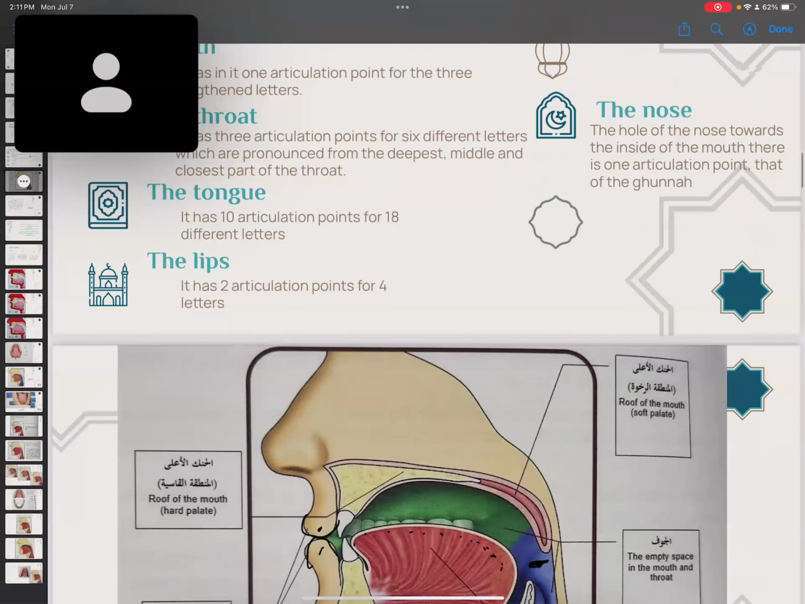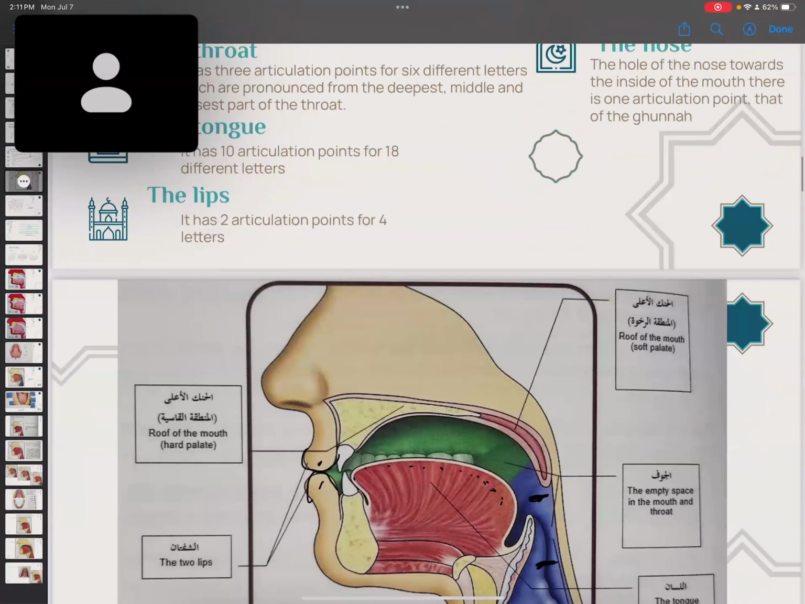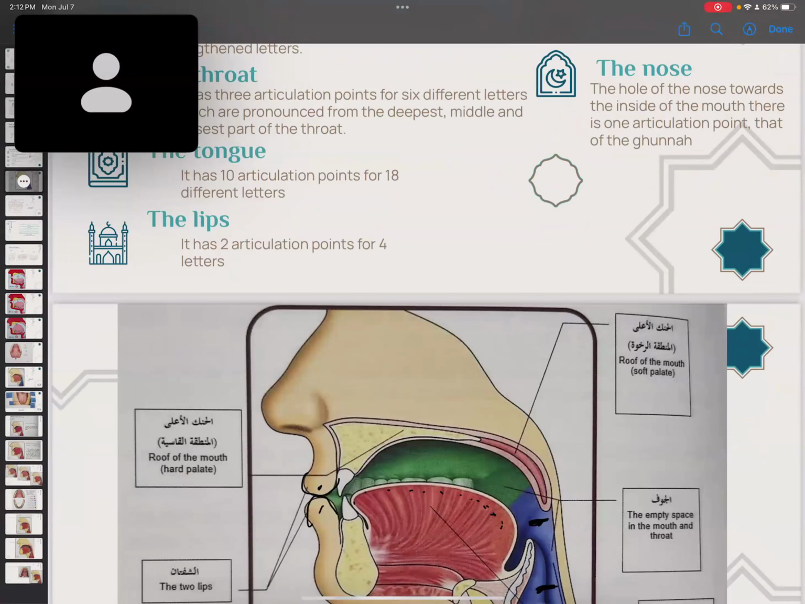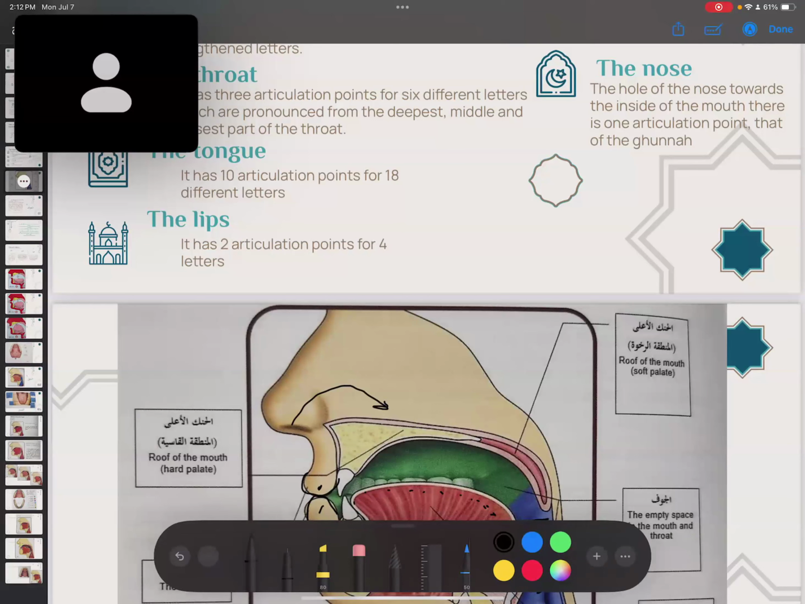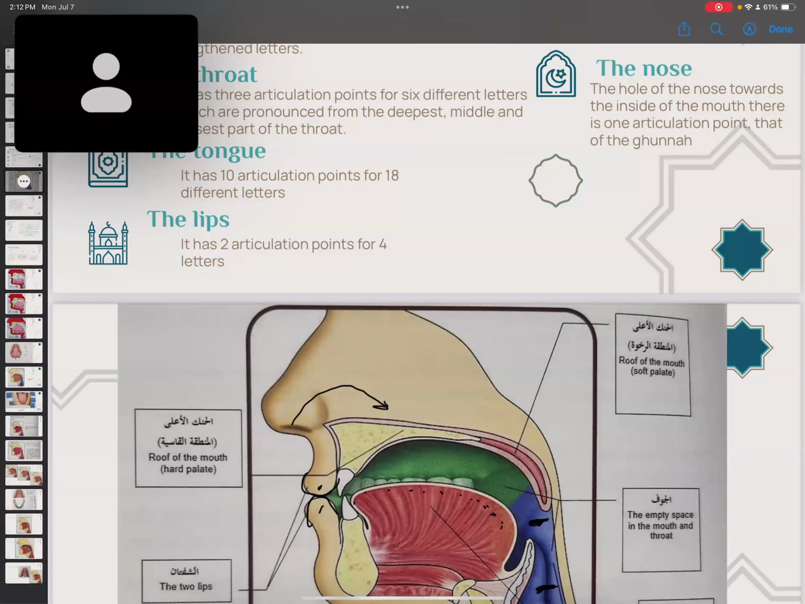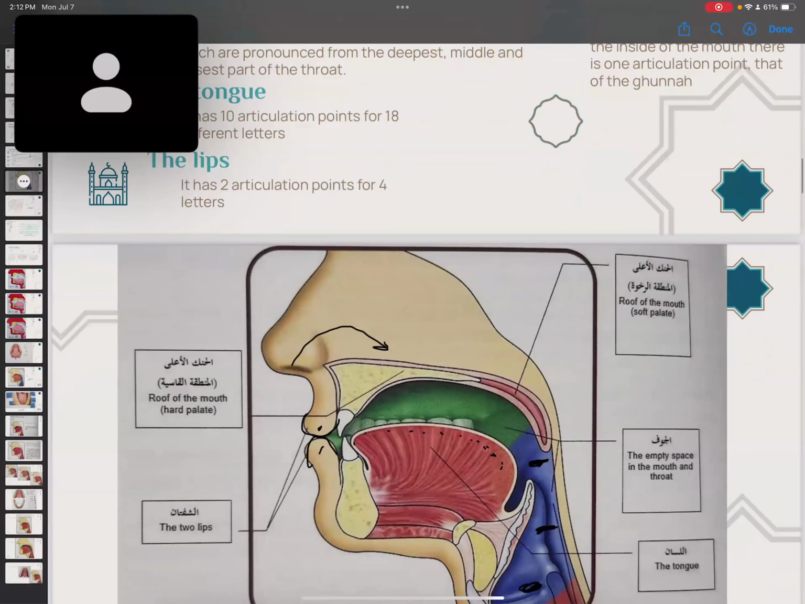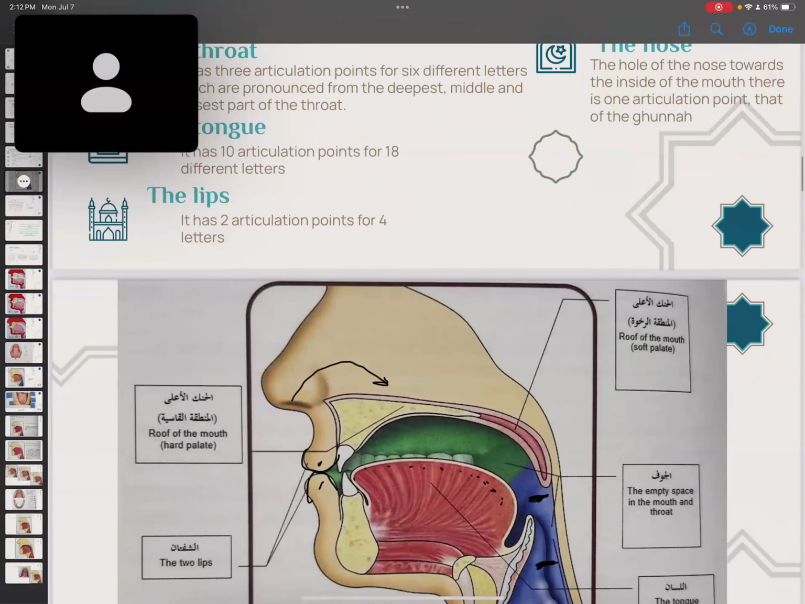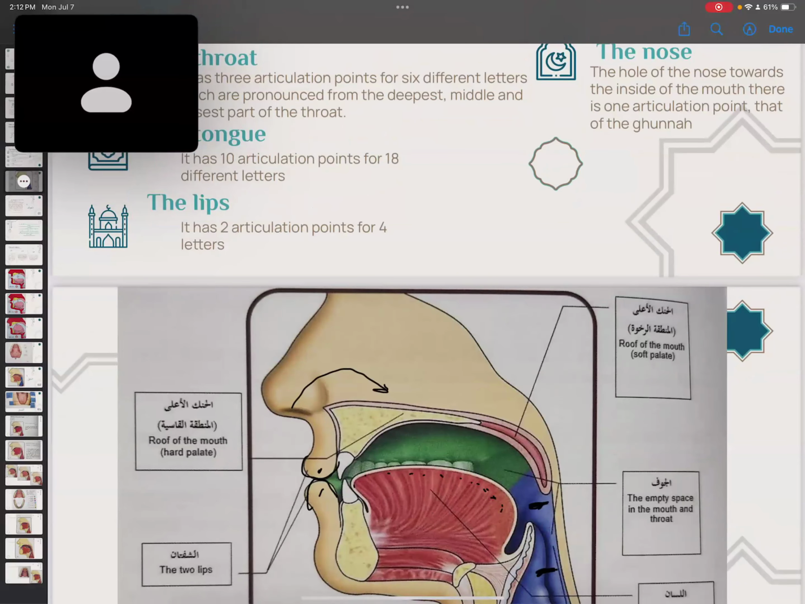And then the last one is the nose, al-anf, but we kind of refer to it as the khayshum, is the whole of the nose towards the inside of the mouth. So somewhere here, there is 1 articulation point, that of the ghanna. So the ghanna sound comes from the khayshum, or from the nose. And it's like the nose and the mouth, the top of the mouth also.